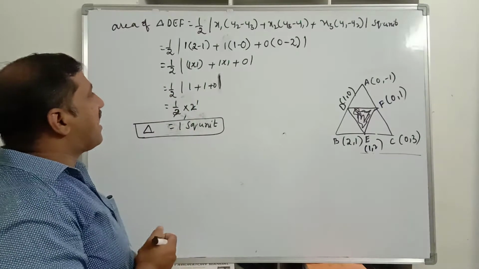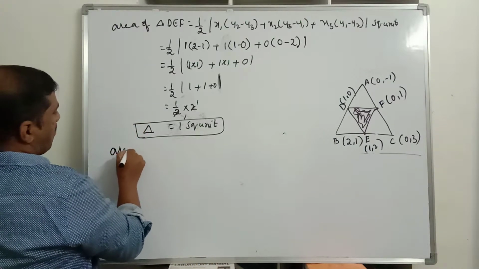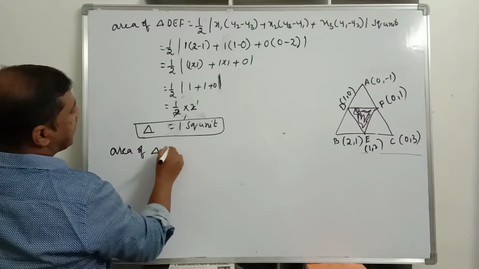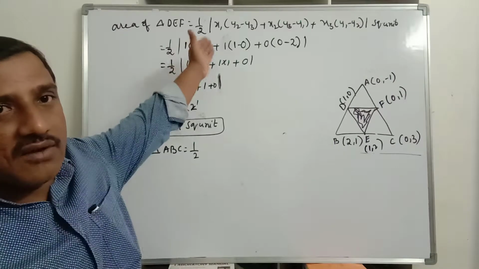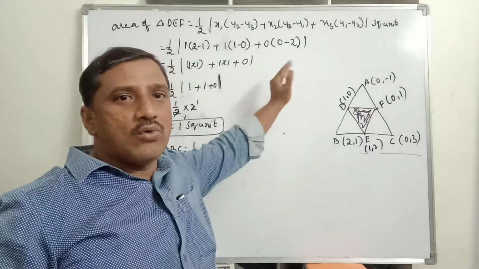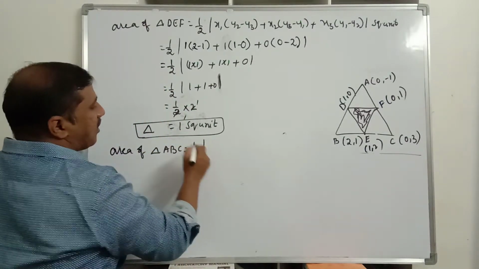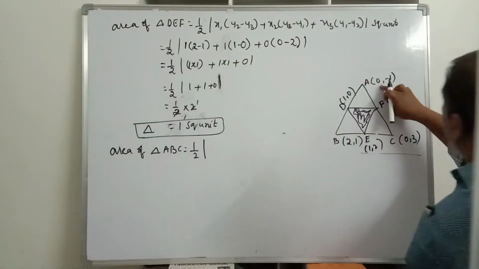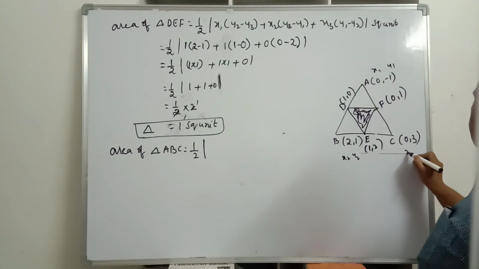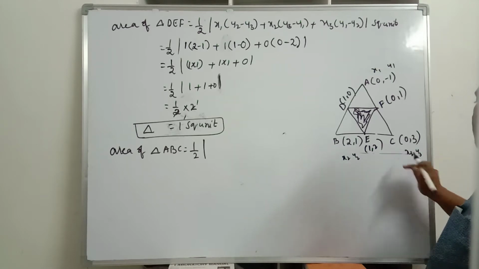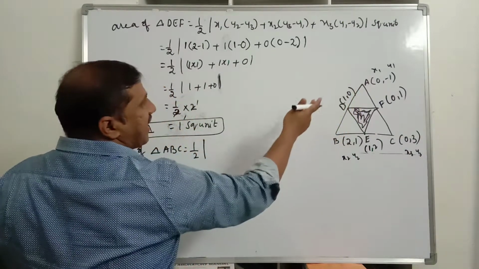Like this we find the area of triangle DEF. Now find the area of triangle ABC. Area of triangle ABC is equal to, again use the same formula, half into modulus of x1 into (y2 minus y3) plus x2 into (y3 minus y1) plus x3 into (y1 minus y2). We are considering ABC, so A will act as x1, y1, B will act as x2, y2, C will act as x3, y3. Now x1 is, point A coordinate is 0.